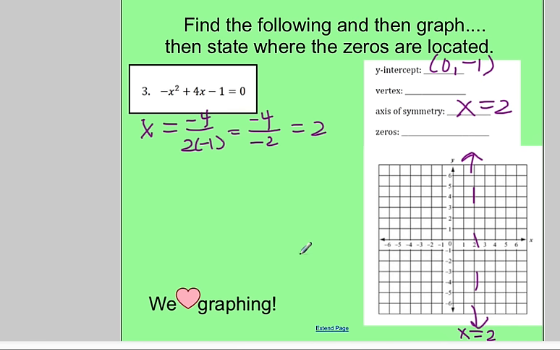Okay, then we're going to go ahead and find the vertex. So I take my axis of symmetry and plug it in. So we have -2 squared plus 4 times 2 minus 1. So 2 squared is 4, so I have -4 plus 8 minus 1. -4 plus 8 minus 1 gives us 3. So my vertex is (2, 3).